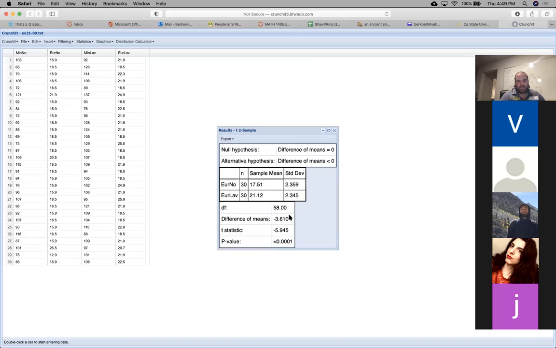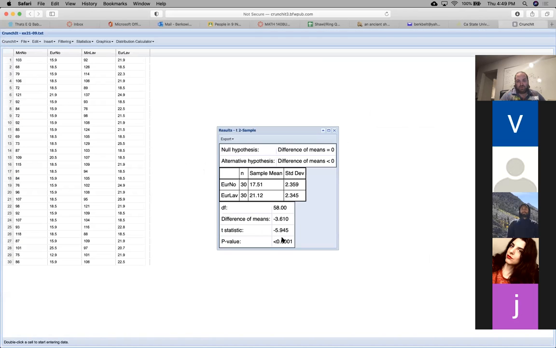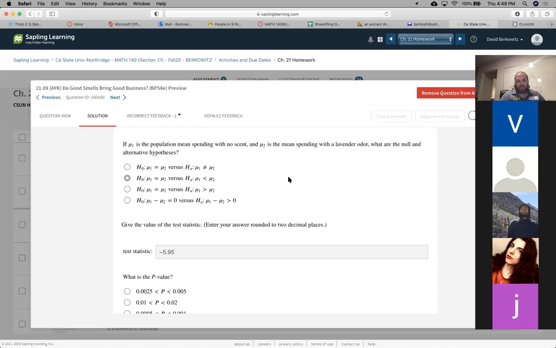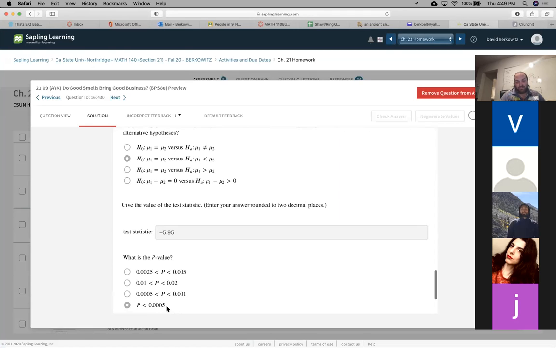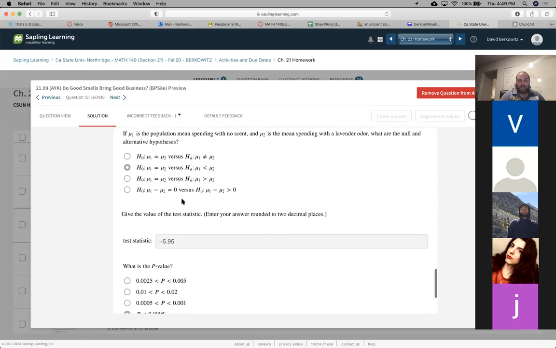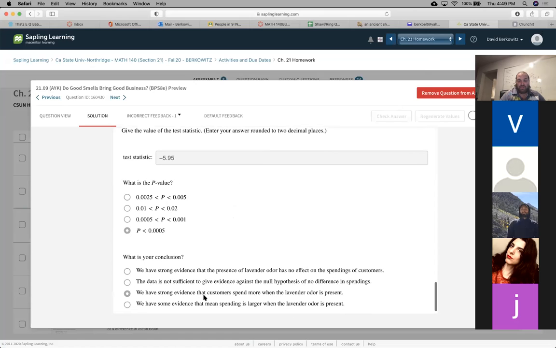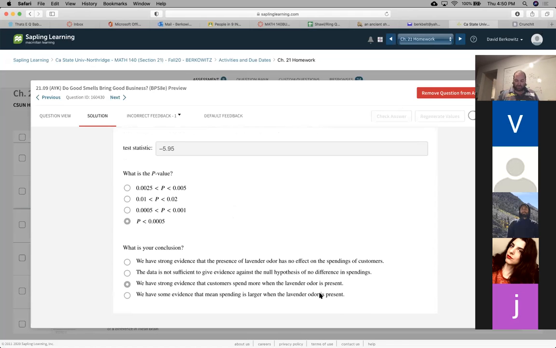The test statistic is negative 5.95. That's what I have here, negative 5.95. My p-value, as you can see, with a number that small, is very small, less than 0.0001, or in this case less than 0.0005. And then the question is, what is your conclusion? Well, a very small p-value means we reject the null hypothesis in favor of the alternative, that people spend more when there's a lavender odor. We have strong evidence that customers spend more when the lavender odor is present. What's the issue? Seems correct to me.